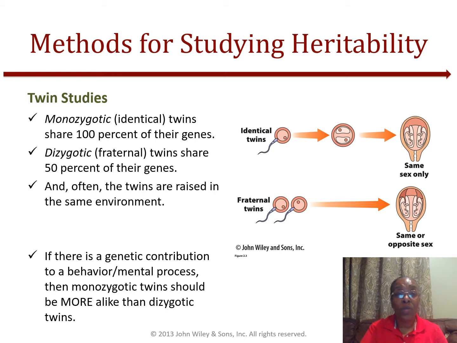When we're speaking about twin studies, they've provided a wealth of information on the relative effects of heredity on behavior. For one example, studies of intelligence show that identical twins, monozygotic, have almost identical IQ scores, whereas fraternal twins, dizygotic, are only slightly more similar in their IQ scores than non-twin siblings. This difference suggests a genetic influence on intelligence.